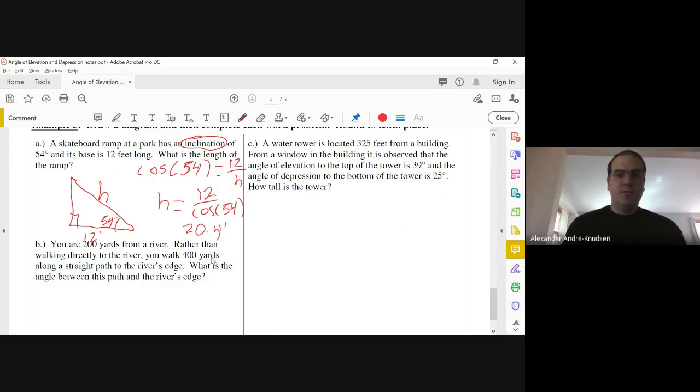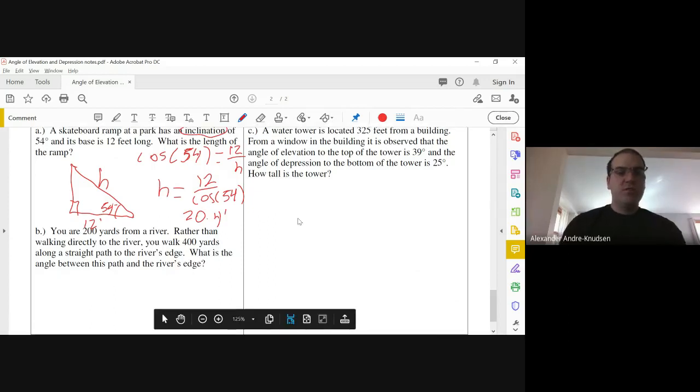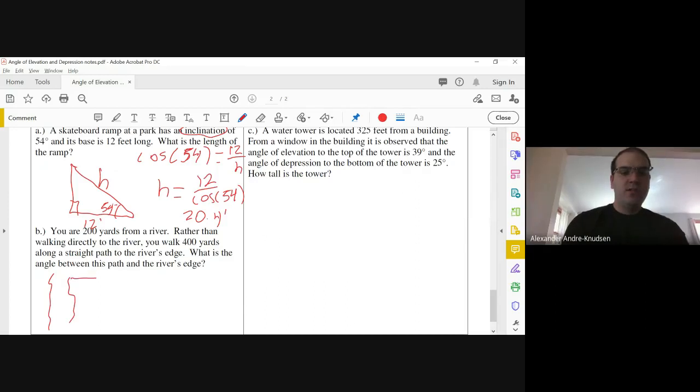All right, let's do B here. You are 200 yards from a river. Rather than walking directly to the river, you walk 400 yards along a straight path. And what is the angle between this path and the river's edge? So the river's edge is right here. This is the path. They're asking about this angle.